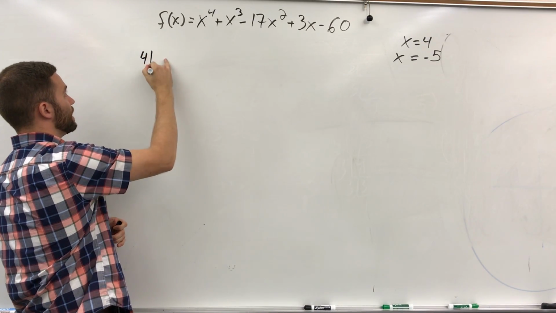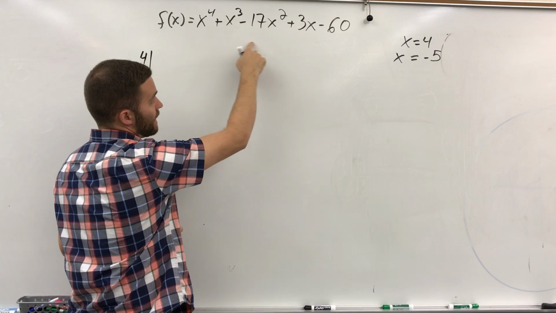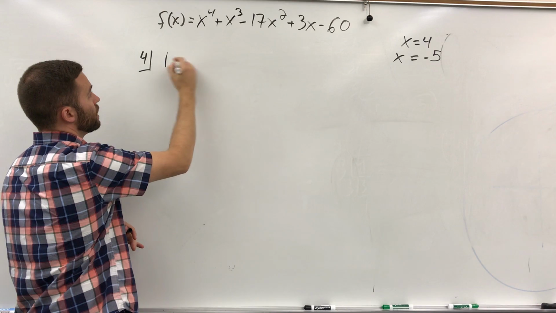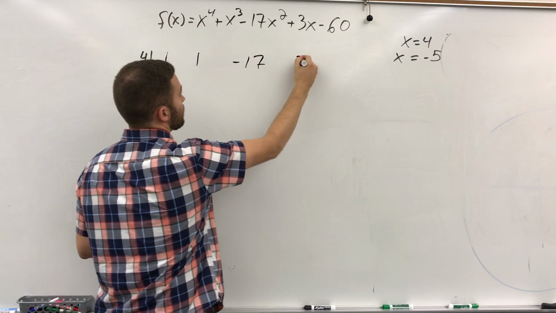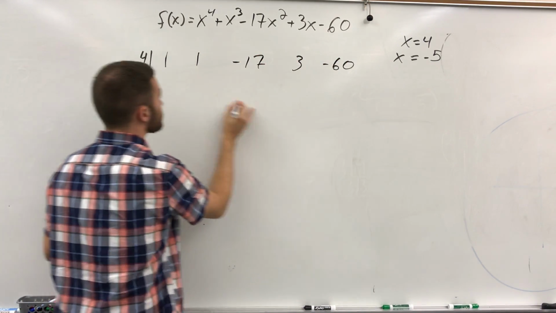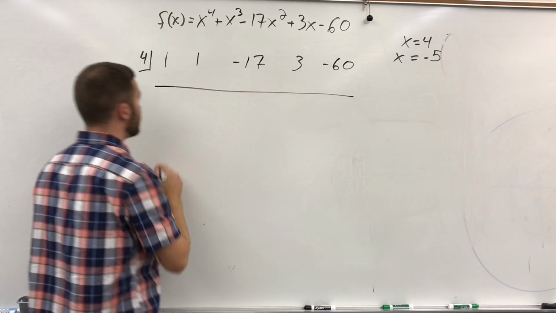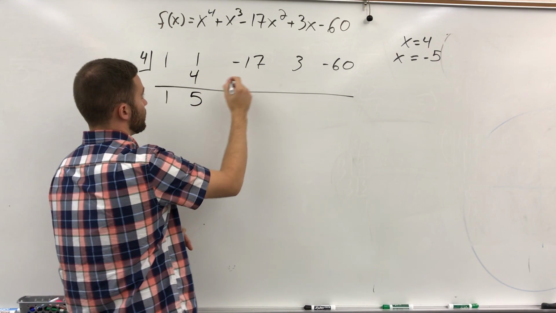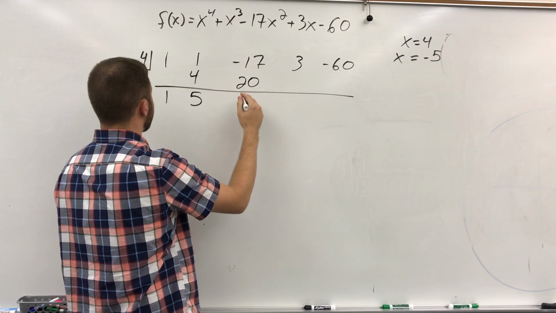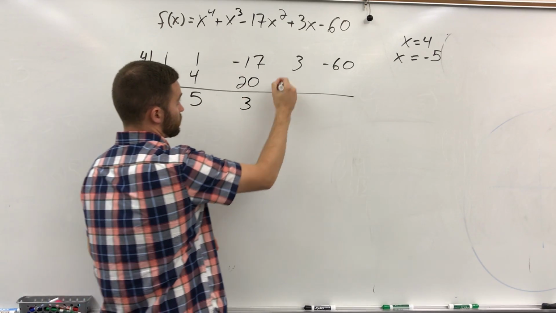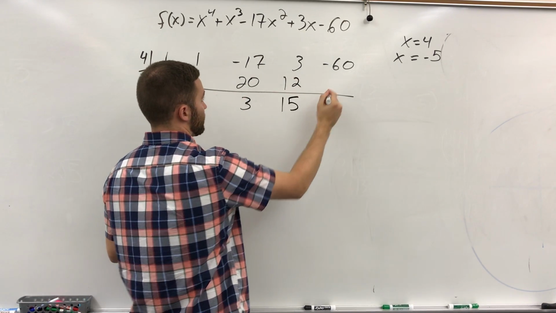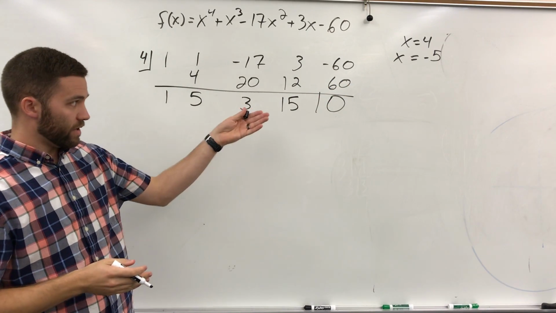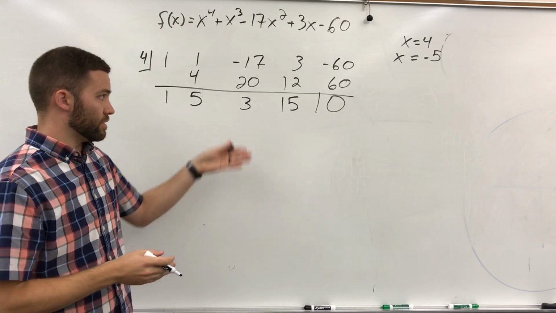I'll put the 4 in the little box. I'm going to list out the coefficients. Every power is accounted for here, so I don't need a 0 as a placeholder, so I'll just write out the coefficients: 1, 1, negative 17, 3, negative 60. Draw the line, bring down the 1. 4 times 1 is 4, add them up, that's 5. 4 times 5 is 20, add them up, that's 3. 4 times 3 is 12, add them up, that's 15. 4 times 15 is 60, and I get 0. This 0 implies that it is a factor. We thought it was a factor, or knew it was a factor from graphing, but this confirms it.